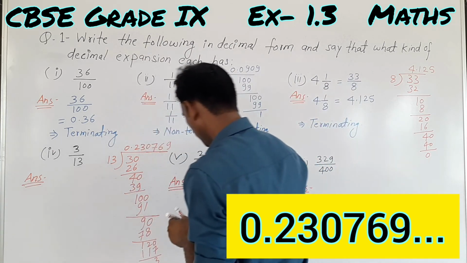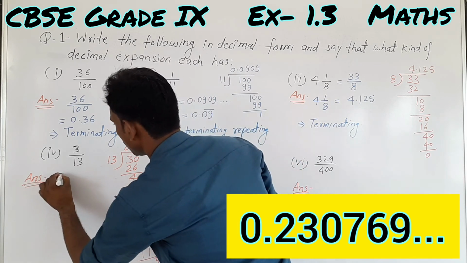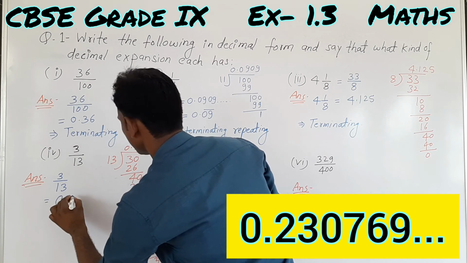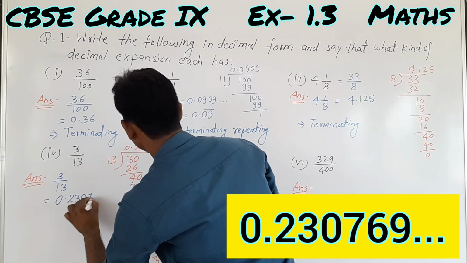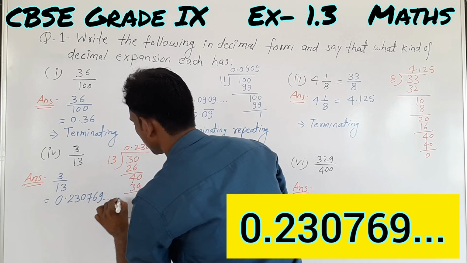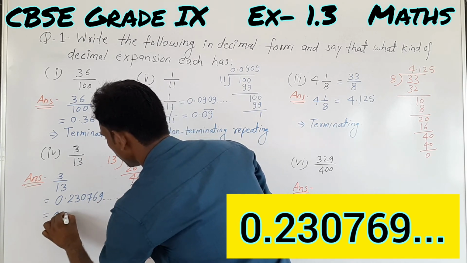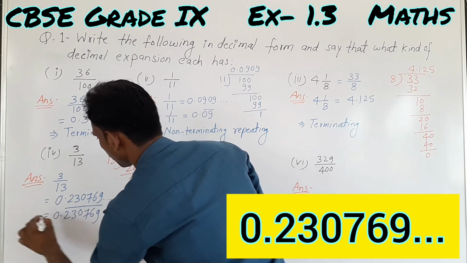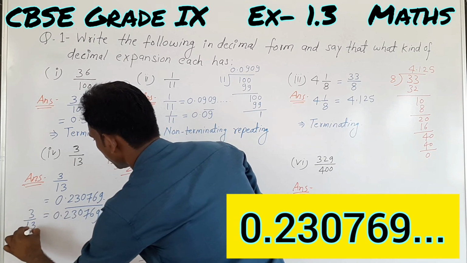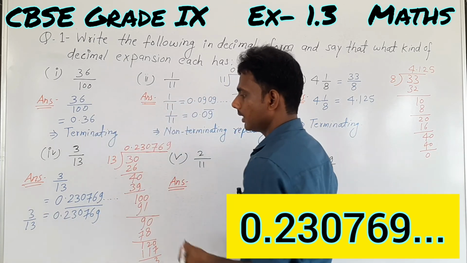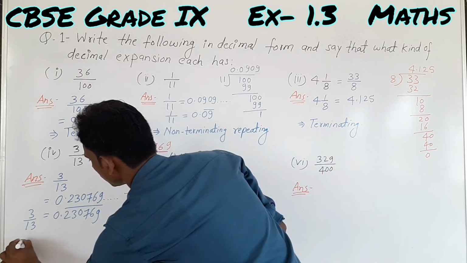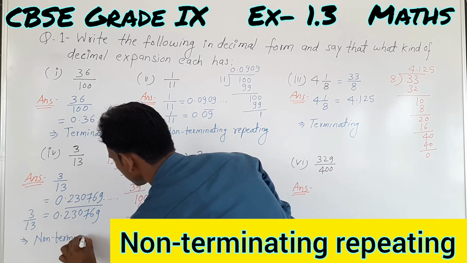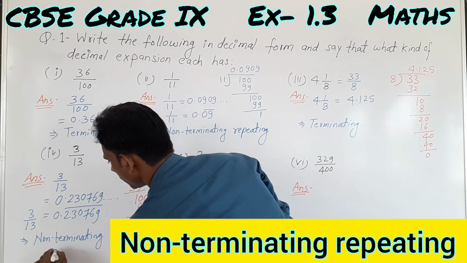Therefore 3 upon 13 equals 0.230769 dot dot dot. Now we can write 0.230769 bar. This is the decimal expansion of 3 upon 13, and it is non-terminating and repeating. Right here, non-terminating repeating.